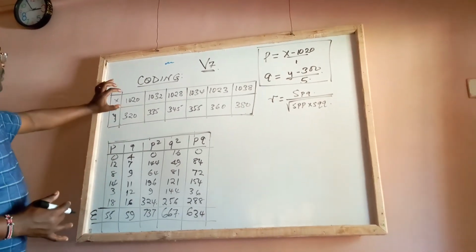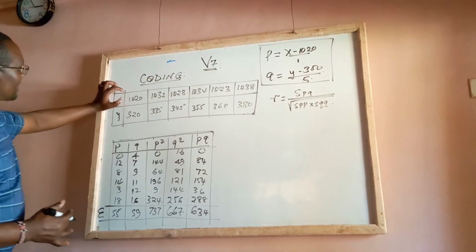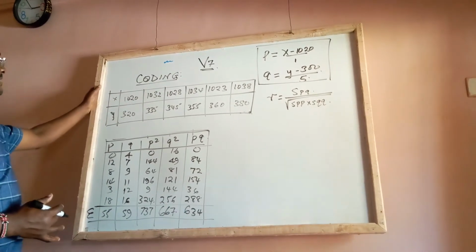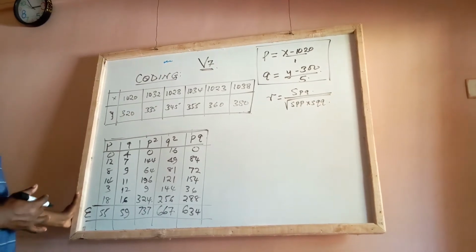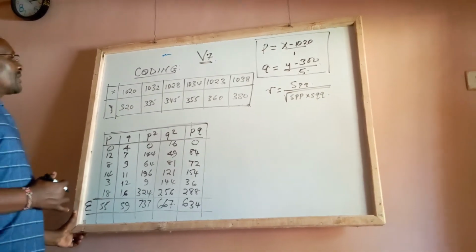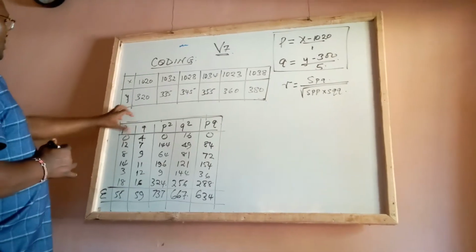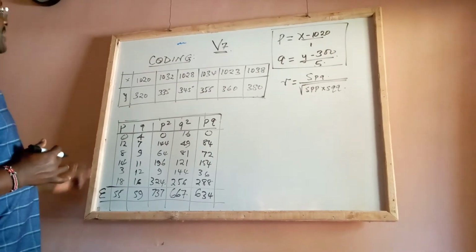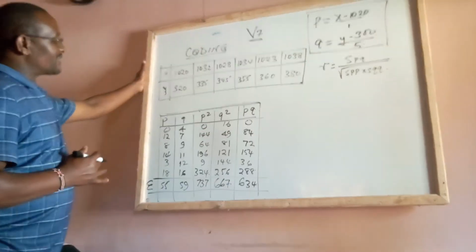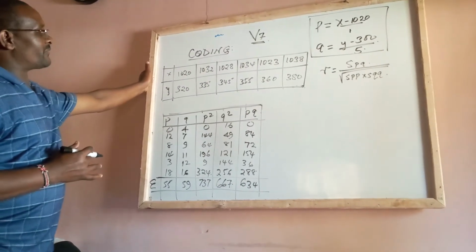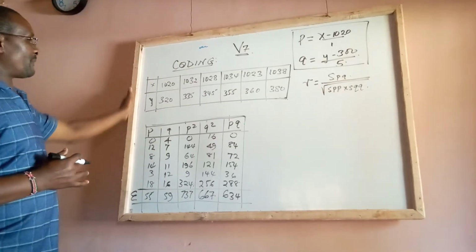For example, when we have the value of x as 1020, and at some point we're supposed to be squaring that number, it's going to be so much work and it's going to take us quite a space. So you will be advised to use coding, but even before we go on, we must be advised that coding does not affect the value of r.